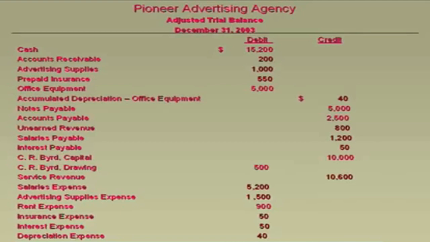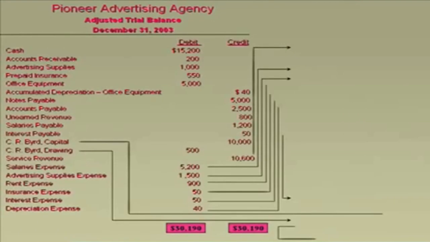So stop right now. I taught you how to do an income statement. I taught you how to do a statement of owner's equity, and we studied how to do a balance sheet. So you have the adjusted trial balance. Stop right now. Do it. And when you're done, you'll get the answers. Are you done? Here it comes.